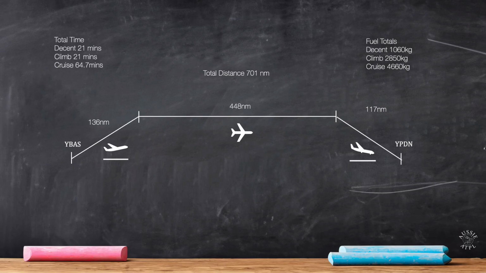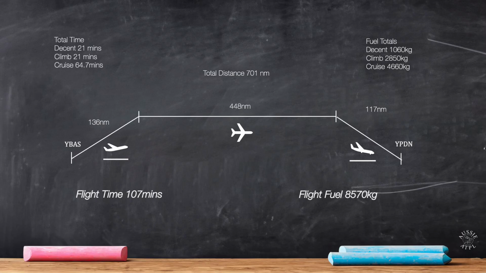So now that we've found our total times and total fuel burns for climb, cruise and descent, we can add those all together, and they'll give us a total flight fuel of 8,570 kilos and a total flight time of 107 minutes.